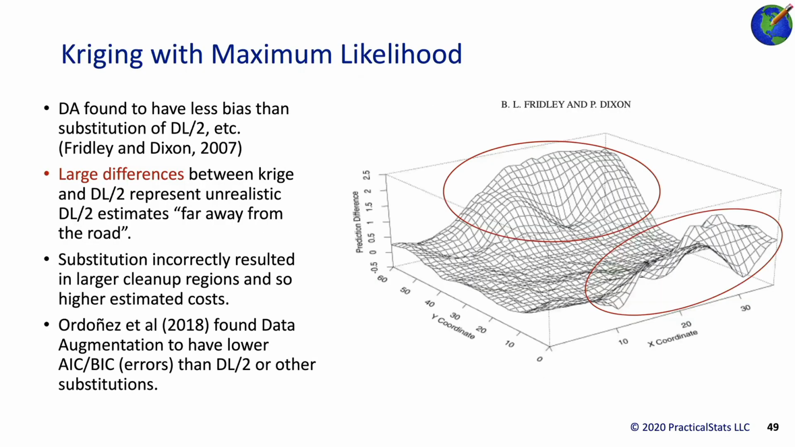In a paper by Fridley and Dixon in 2007, they looked at this procedure, maximum likelihood for censored data kriging, and putting in half the detection limit to see how well they worked. So I'm kind of ending where I started out. Don't stick in 1/2 the detection limit.